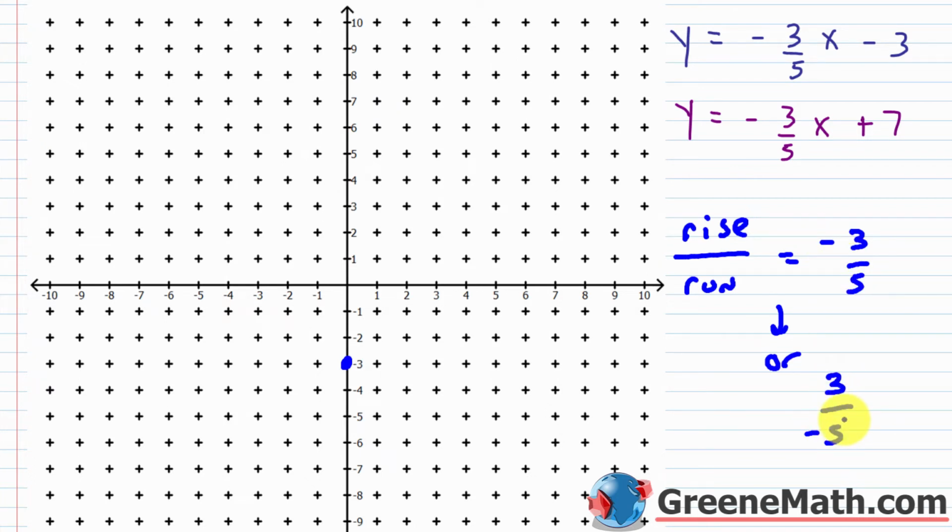So again, these are little techniques you can use to get points depending on what the scale of your coordinate plane is. So I'm going to go with the negative 3 over 5. So I would go down 3, 1, 2, 3, to the right 5, 1, 2, 3, 4, 5. There's a point. Now let's say I want to make a point somewhere over here. So let's go up 3, 1, 2, 3. We're going to go to the left 5, 1, 2, 3, 4, 5.